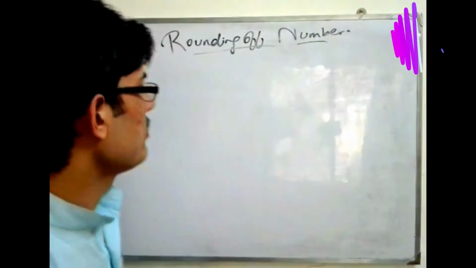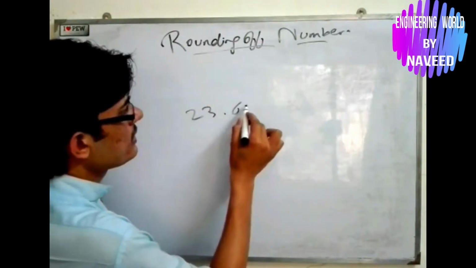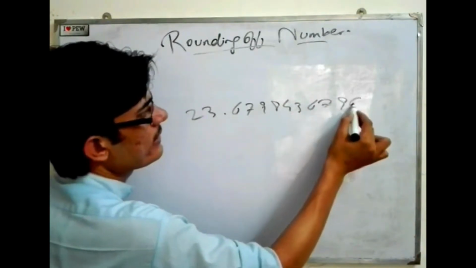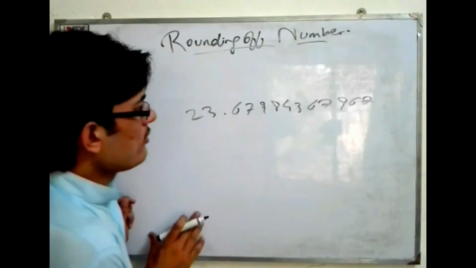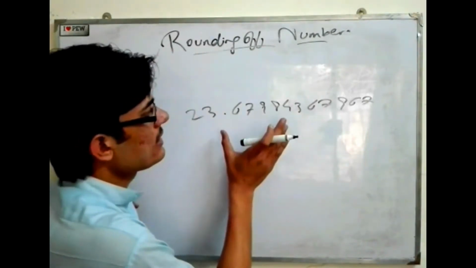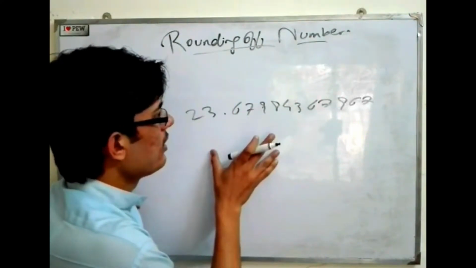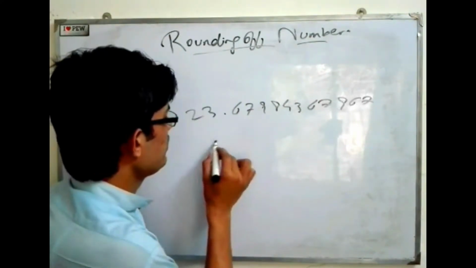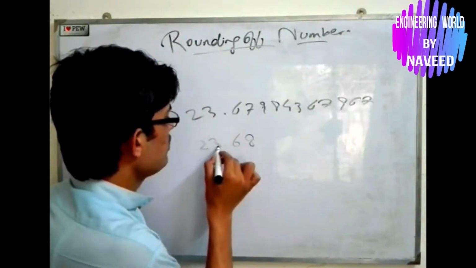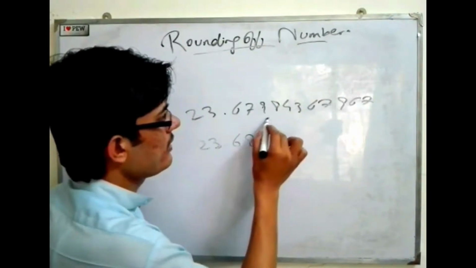a huge decimal number like 23.679843679667. So physicists give us another way, and they tell us that instead of writing this huge number, you write it in a very simplified form like 23.68.